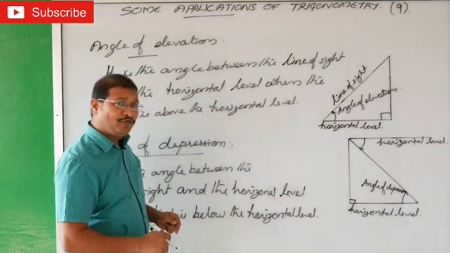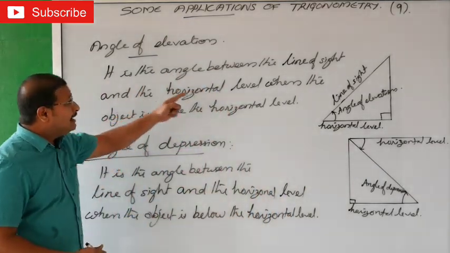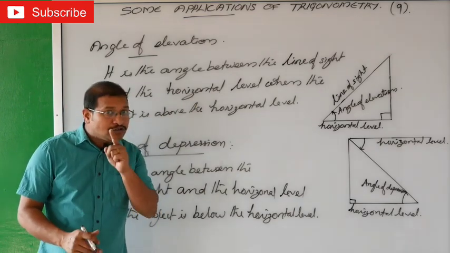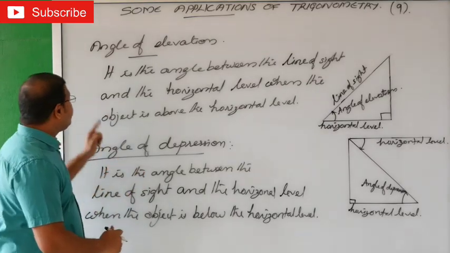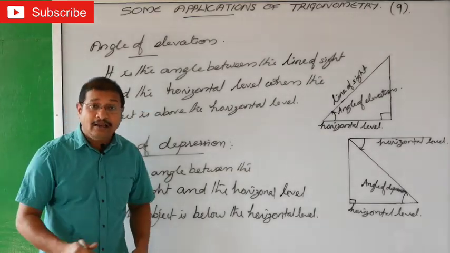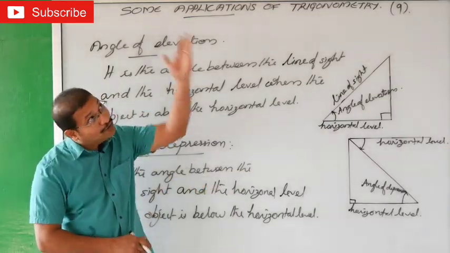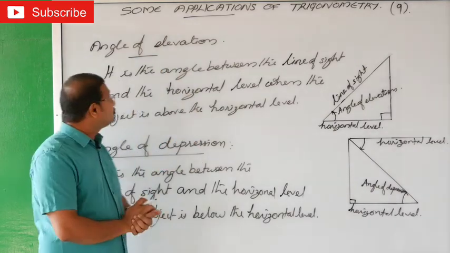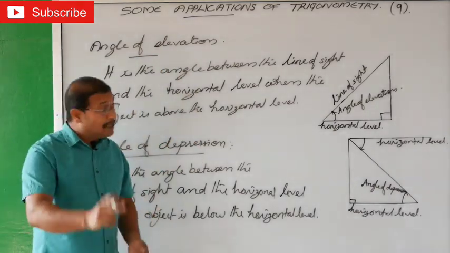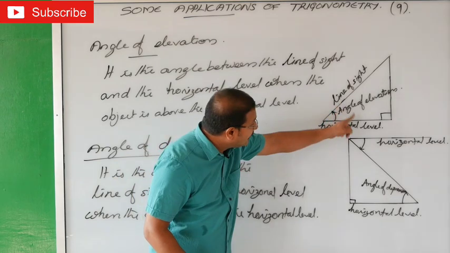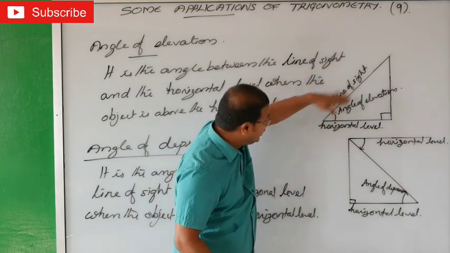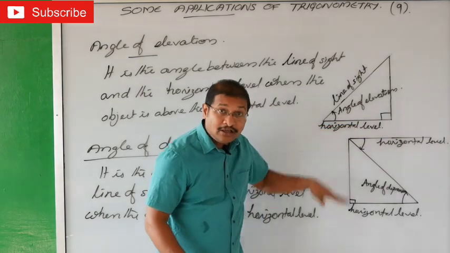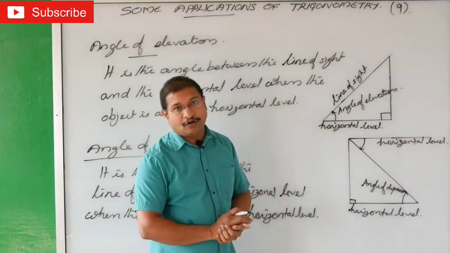Let's see what the angle of elevation is. It is the angle between the line of sight and the horizontal level when the object is above the horizontal level. So this is called angle of elevation. See the diagram? We can see the angle of elevation, this angle in between the line of sight and the horizontal level. Sure, the object should be above the horizontal level.